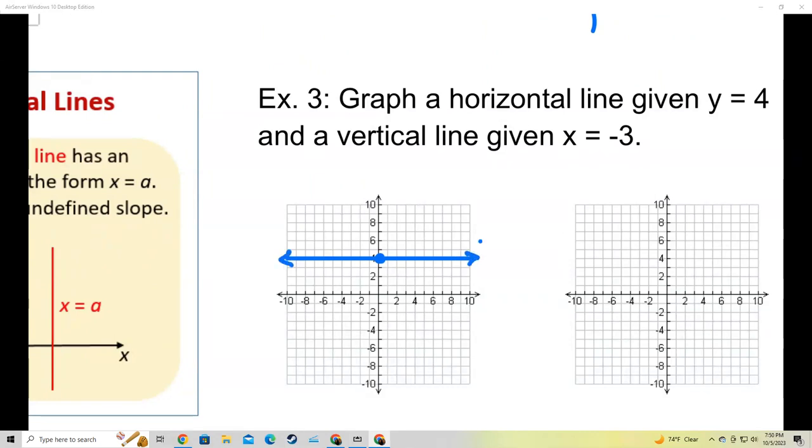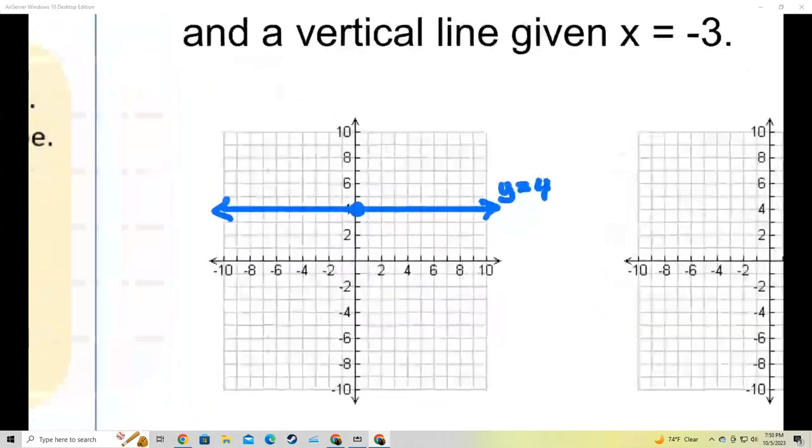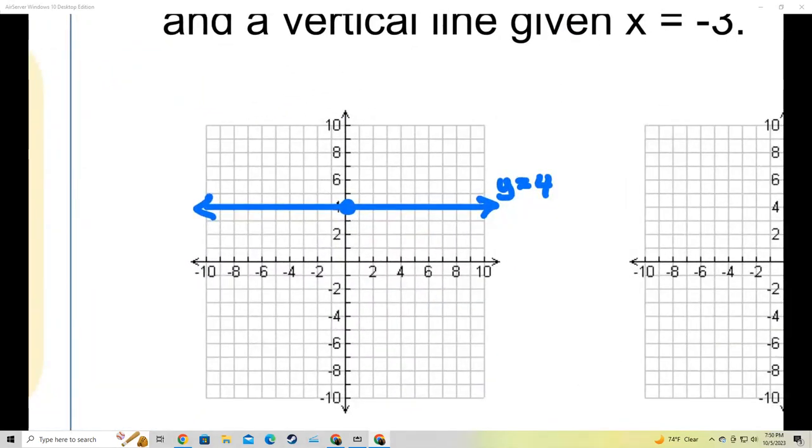This is the y equals 4 line. Now we're going to go ahead and talk about this. Why is it called the y equals 4 line? Well, just look at this point. This point right here is 2 comma 4.